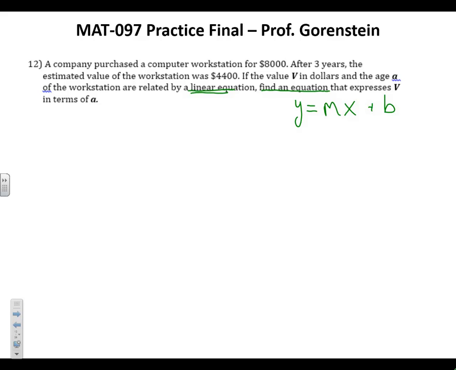So a company purchased a computer workstation for $8,000. After 3 years, the value was $4,400. If the value v and the age a are related by a linear equation, we want v in terms of a. Okay, so that v in terms of a, v in terms of anything means v equals. So instead of y, we'll use the letter v, and instead of x, we'll use the letter a.